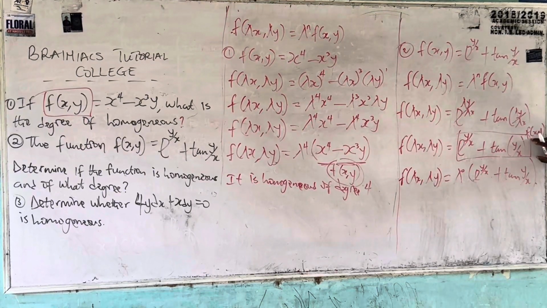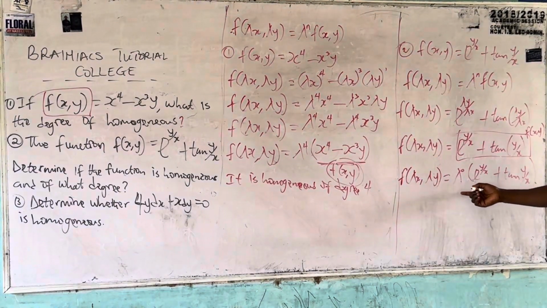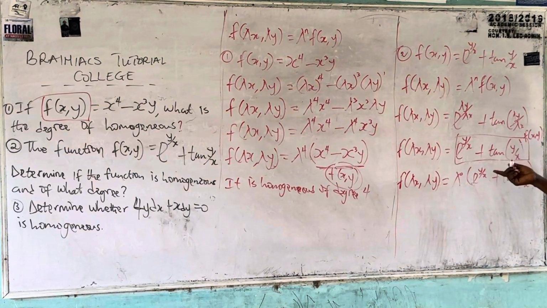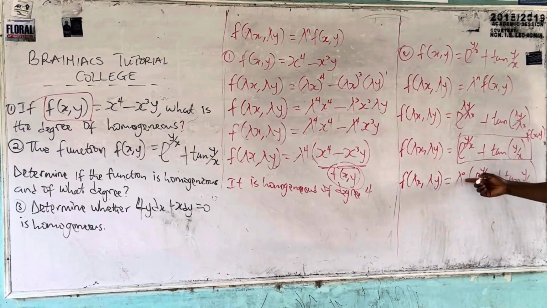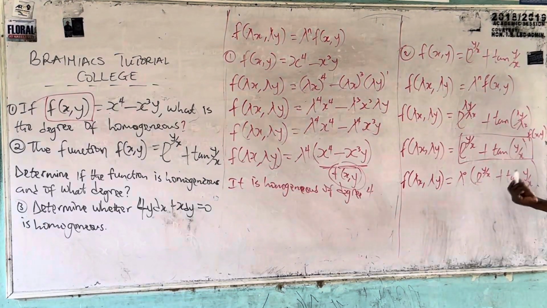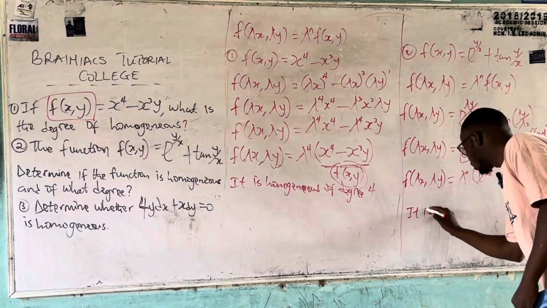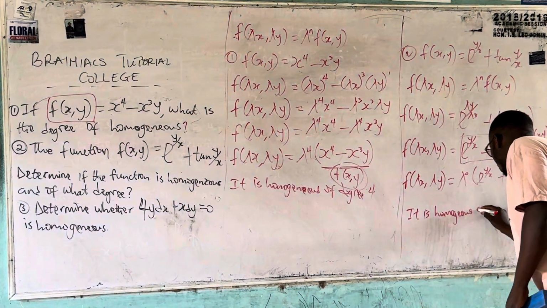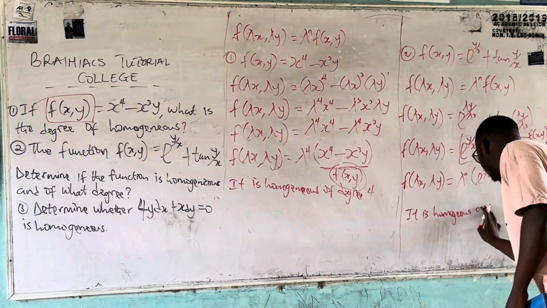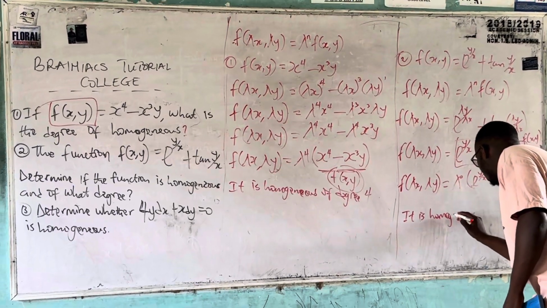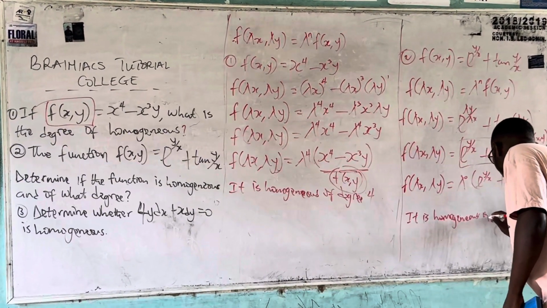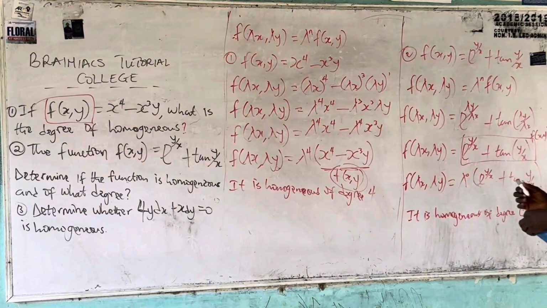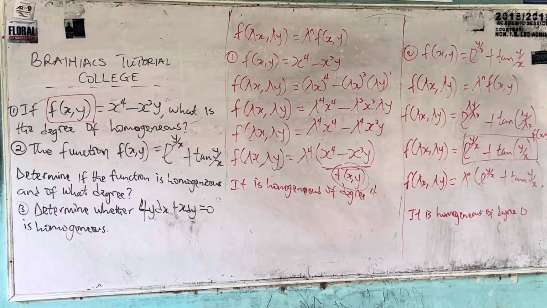So if you're able to obtain the function back again, then you can take the value of lambda to be raised to the power of 0. Lambda raised to the power of 0 is 1. So what we have here and here, they are still the same thing. So now this one is homogeneous and it is of degree 0. It is homogeneous of degree 0. So it is homogeneous of degree 0 because we're able to obtain the function back again.